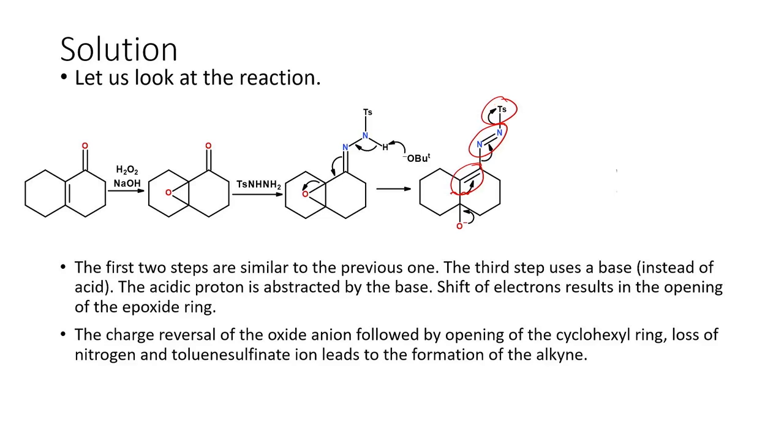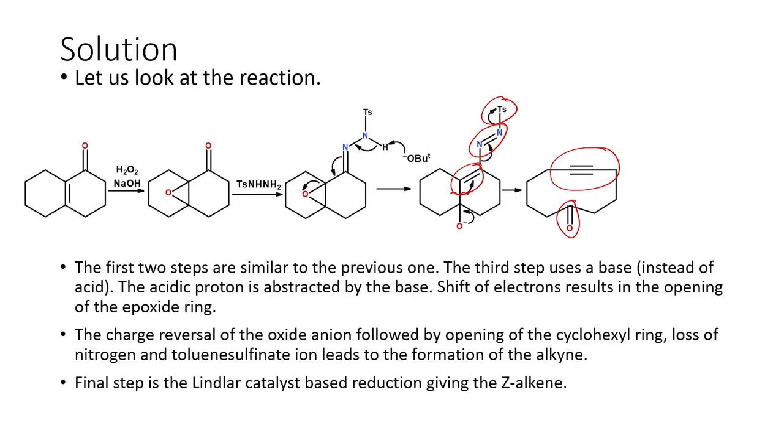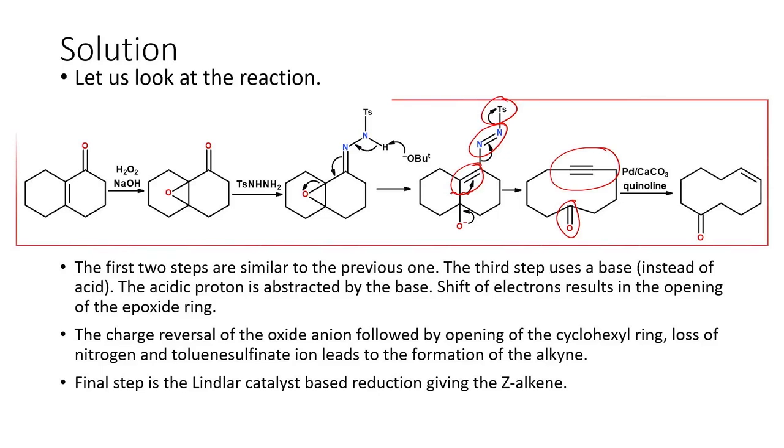These are all the same conditions which we have seen earlier, because once the oxide anion is formed, the charge reversal is actually responsible for the breaking up of the ring. So the same type of reaction mechanism occurs and we end up with the alkyne derivative. The carbonyl group is regenerated with the alkyne formation, and obviously you know the next step is nothing but the reduction using Lindlar's catalyst, that is palladium calcium carbonate in the presence of quinoline. So we end up with the cis olefin. This is the most important case, because this reaction specifically is used for the formation of cis or Z alkene.